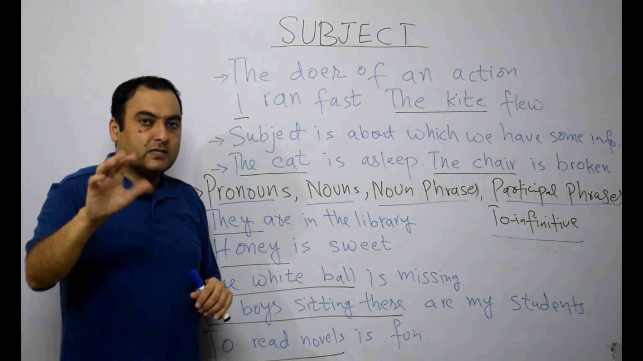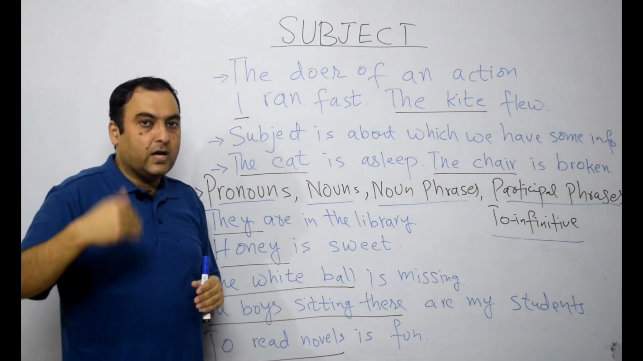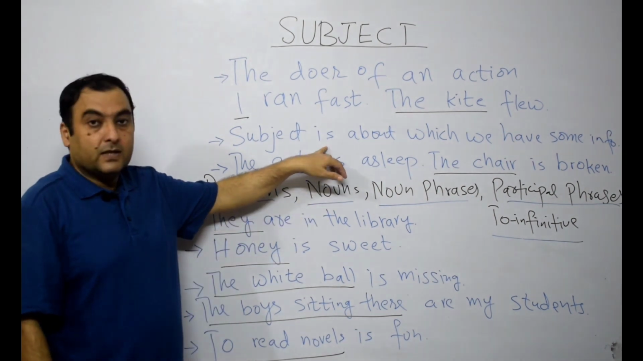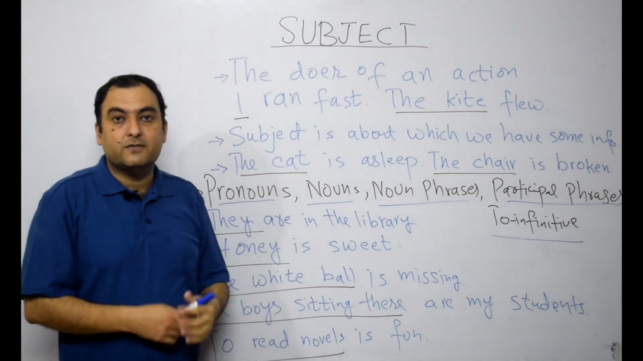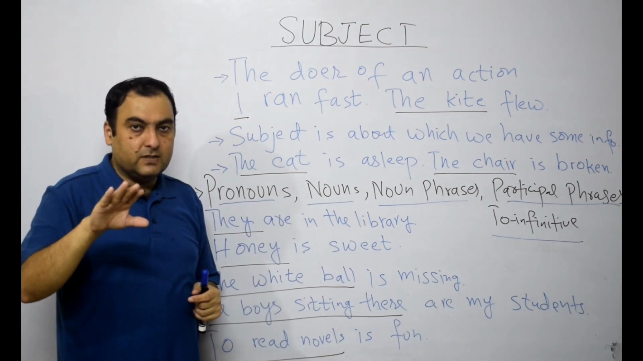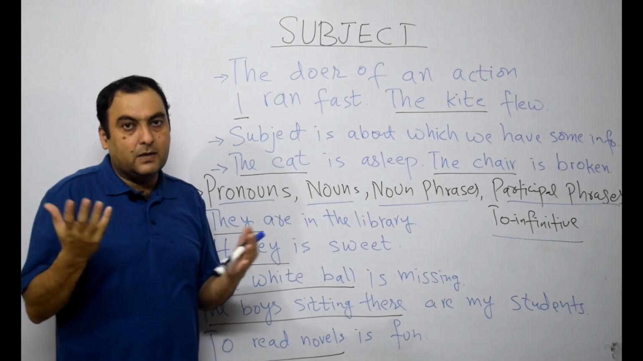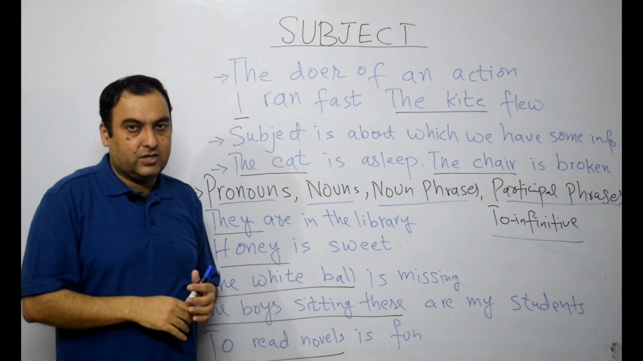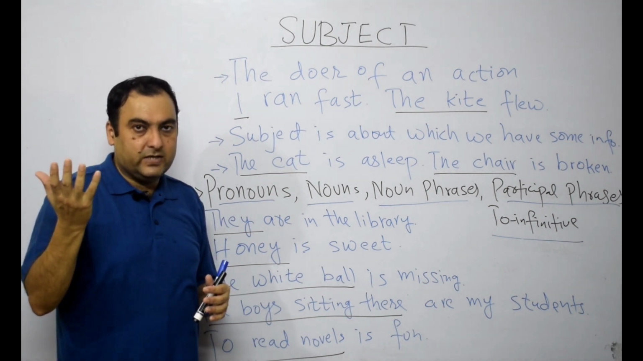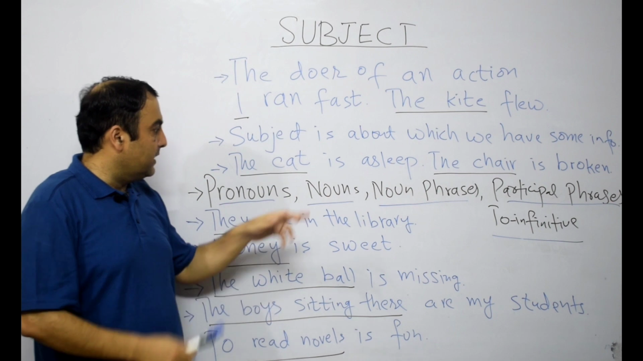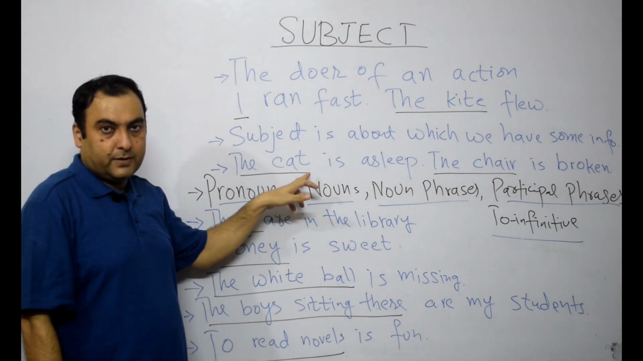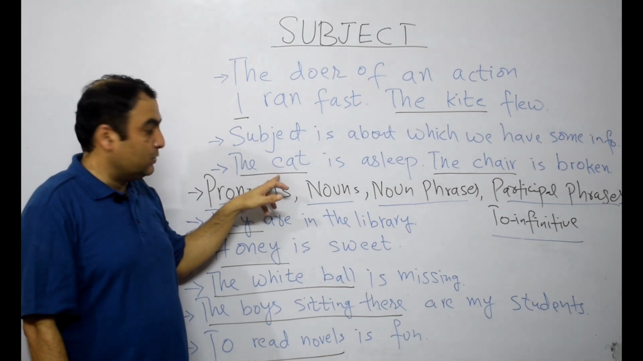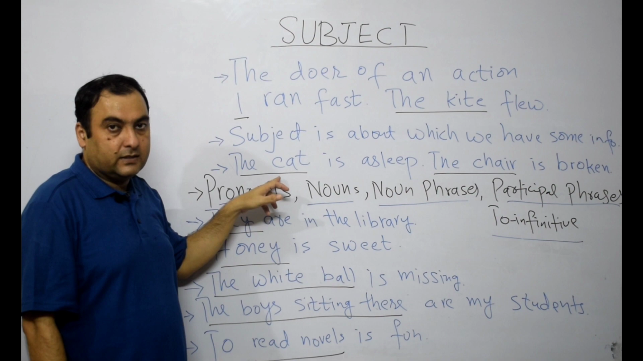But let me tell you, this definition is not complete. We have something more about subject that we must know. For example, subject is about which we have some information as well. In some cases, we have a sentence where the subject is not doing any action. So what about those sentences? For example, if I say the cat is asleep. Here the cat is not doing any action according to this sentence. So even here the cat is the subject.